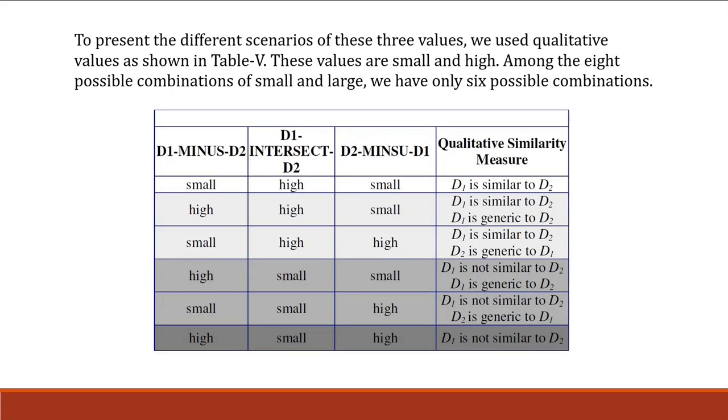To present the different scenarios of these three values, we use qualitative values which are shown in the table below. These values are small and high. Among the 8 possible combinations of small and large, we only have 6 possible combinations, which are D1 is similar to D2, D1 is generic to D2, D1 is not similar to D2, D2 is generic to D1, and D1 is not similar to D2.